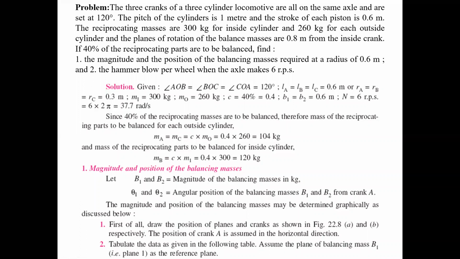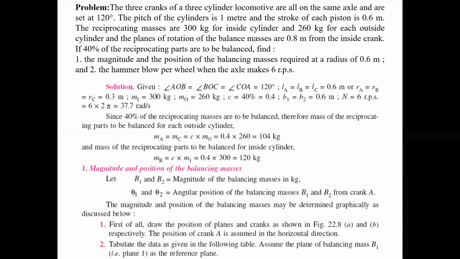Now we find the inside cylinder, the reciprocating parts to be balanced for the inside cylinder. MB is similarly equal to C into MI, where C is 0.4 and the inside cylinder mass is 300, giving 120 kg. So MA and MC are 104 kg and MB is 120 kg.